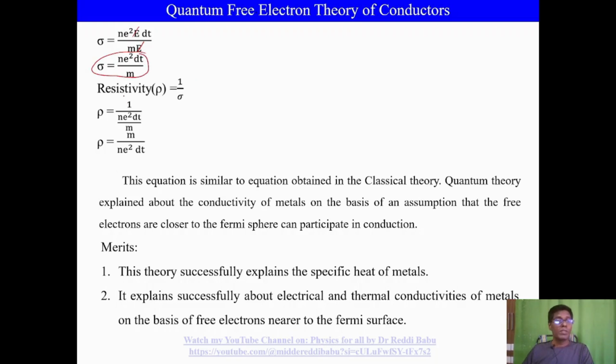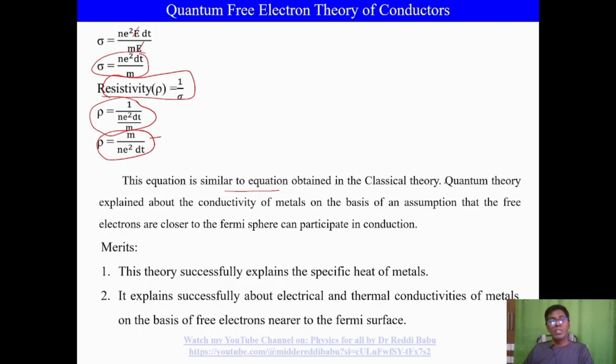Now we can write the equation for the resistivity, rho is equal to 1 divided by sigma. Substituting sigma is equal to Ne square dt by m, we can write rho is equal to 1 divided by Ne square dt by m, and we can rewrite this equation in the form rho is equal to m divided by Ne square dt. This equation is similar to the equation obtained in the classical theory, but where is the difference?